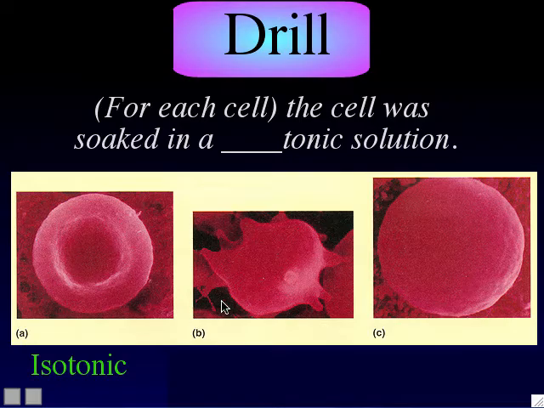Okay, and so over here, let's do this cell. This cell looks like, compared to the normal red blood cell, this cell is shrunken and crenated. Remember, crenated means shriveled like a raisin. So was this cell soaked in an isotonic solution, a hypotonic solution, or a hypertonic solution? And the answer there is it was soaked in a hypertonic solution, because it's hypertonic solutions where water exits the cell and the cell gets all smaller and crenated.